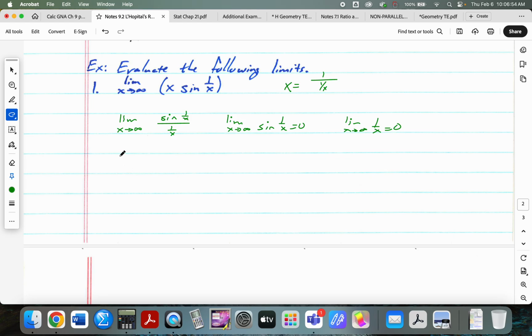So we'll apply L'Hopital's rule, and we'll have the limit as x goes to infinity of the cosine of 1 over x times the derivative of 1 over x, which is negative x to the negative 2, over, and this is where it's really nice, the derivative of 1 over x, which is negative x to the negative 2. These go away. As x goes to infinity, 1 over x goes to 0, and cosine of 0 is 1.